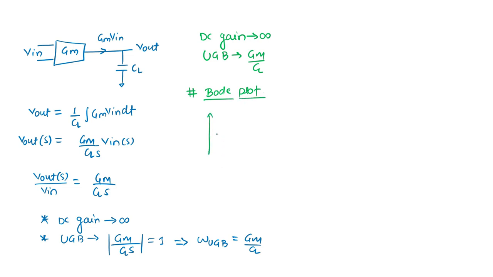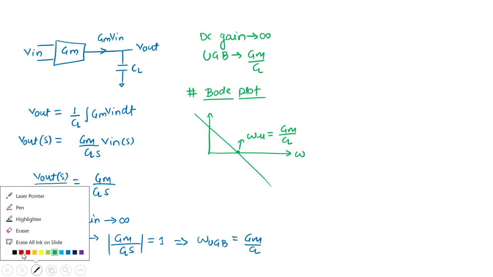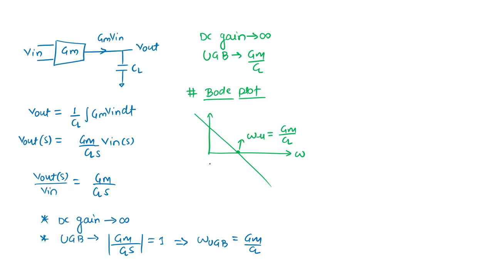In general, for the magnitude plot, a plot like this is there. This is the UGB, which I call omega U, equal to GM by CL. This is omega, and the DC gain is infinite. So I am writing it like this. Now if I come to the phase plot, the phase contributed here is minus 90 continuously. So let's say this is the phase plot, which is continuously minus 90.